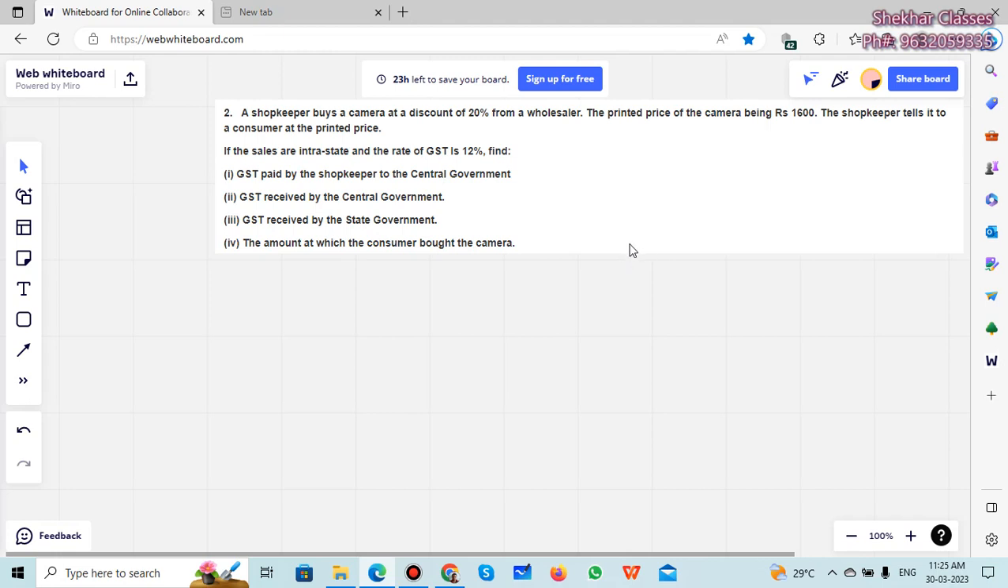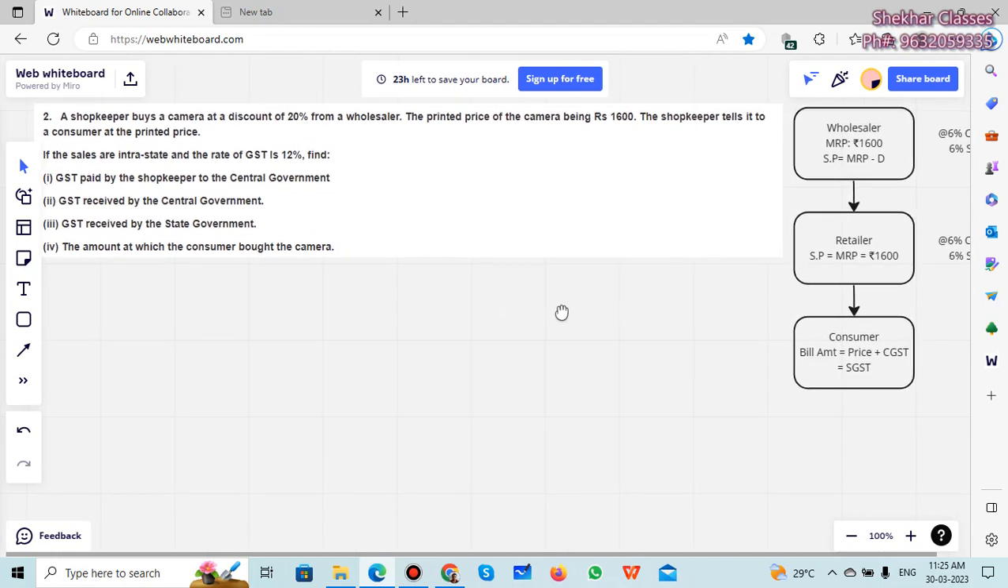Okay. First of all, how many players are there in it? There is a shopkeeper, means a retailer. Then there is a wholesaler, right? And there is a consumer. So three of those. All right. So you can see I have drawn that here.